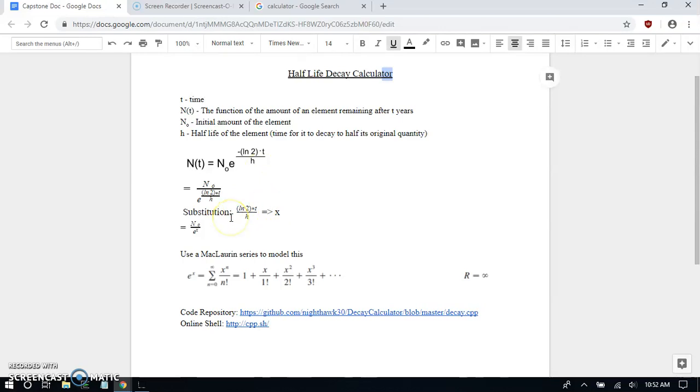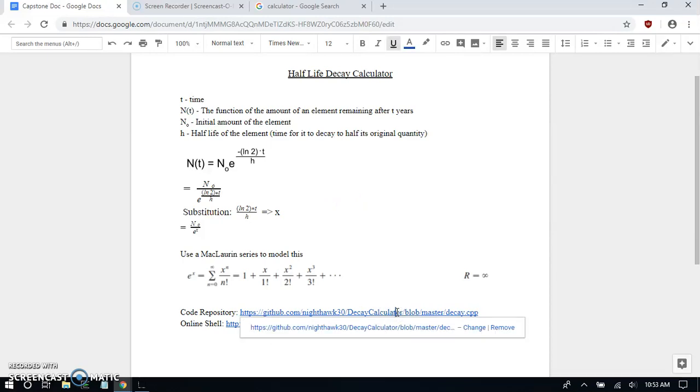So to use a Taylor series for this, what I did was I labeled this natural log of 2 times t over h as x, and then I substituted x in for the Maclaurin series for e to the x, so that I could approximate the e to that value, and then all I had to do was divide the initial amount by it.